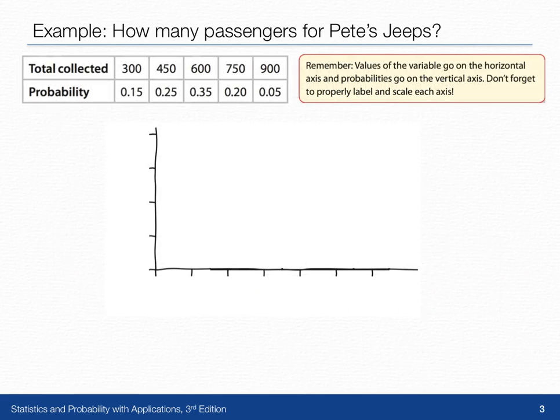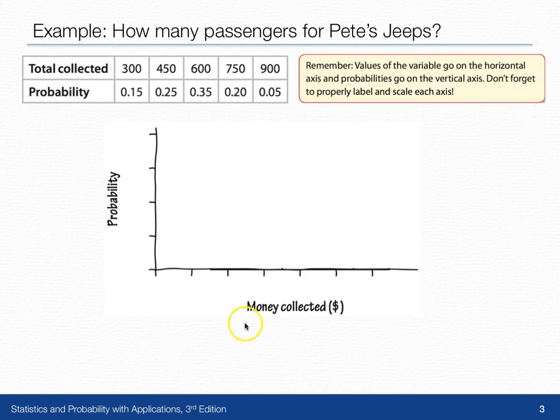Now, to make a probability distribution or to display it, we want to remember 2 things. First, we want to ensure that the values of the variable go on the horizontal axis, and then the probabilities go on the vertical axis. Also, we want to make sure we properly label and scale each axis.